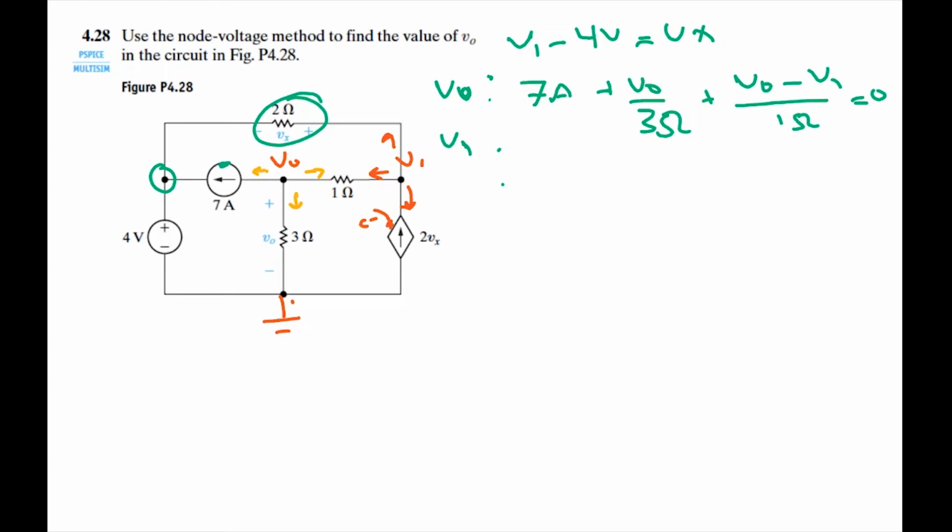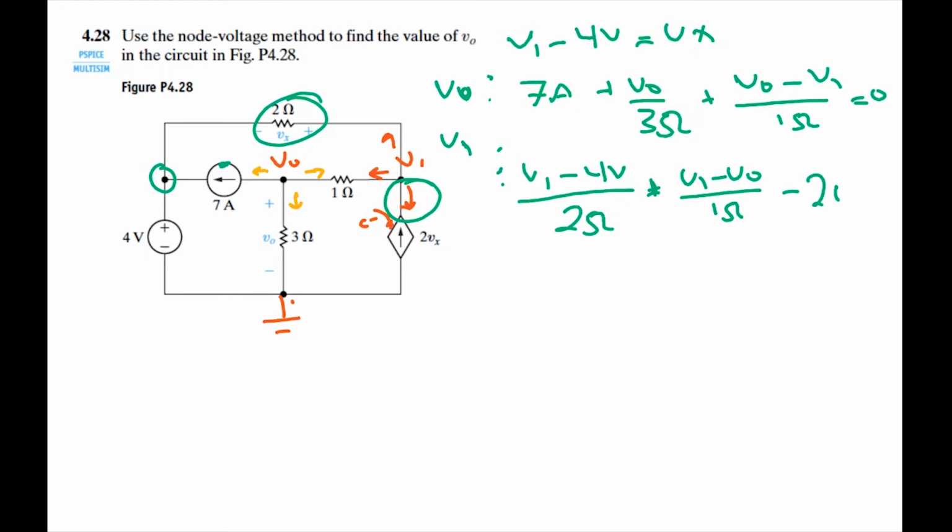Okay, so at V1, we're going to have that current from V1 to the 4 volts divided by these 2 ohms. And then we're also going to have V1 minus V0 over 1 ohm. And then we're going to have this current source, remember, coming into our node. So that's going to be minus 2 Vx. We're going to set that equal to 0.